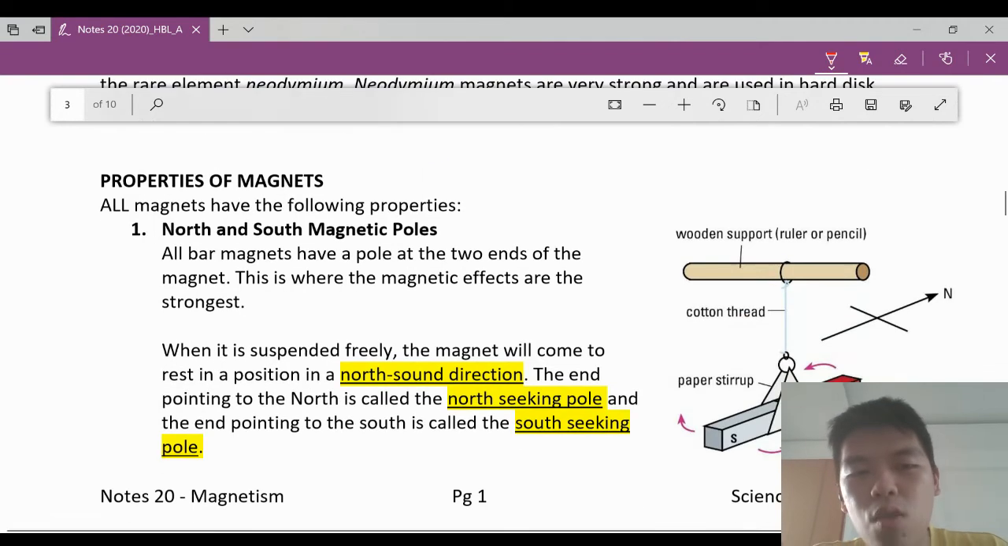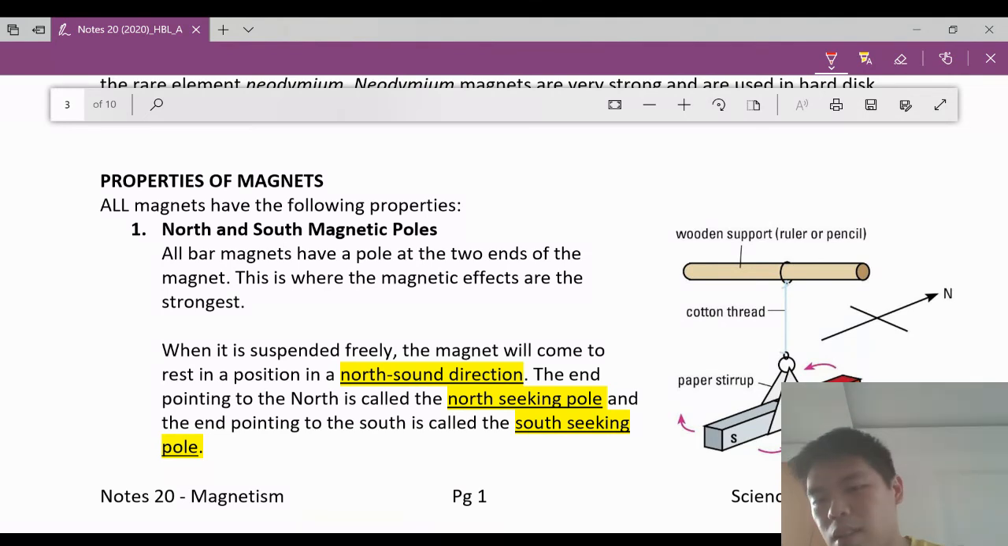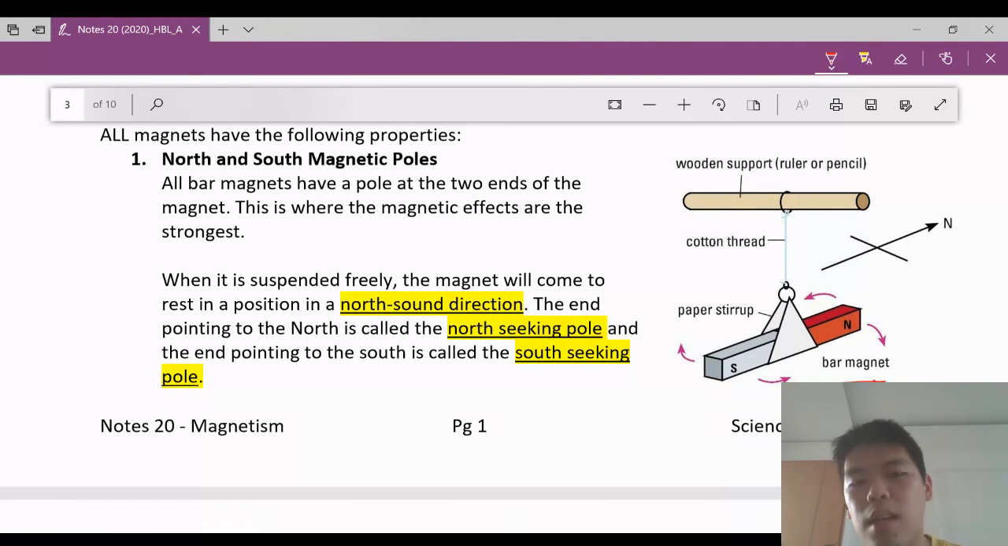Okay. So what are the properties? All magnets have the following properties: north and south magnetic poles. If you have a bar magnet that looks like this, they have a pole at the two ends of the magnet. This is where magnetic effects are the strongest. So you look at the two poles, this is where the magnetic effects are the strongest.